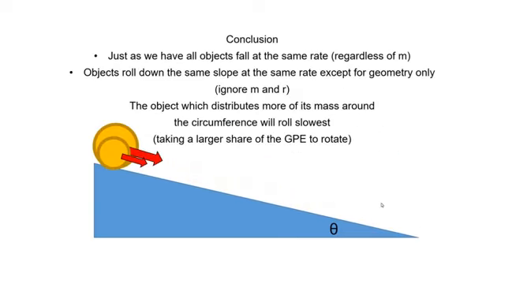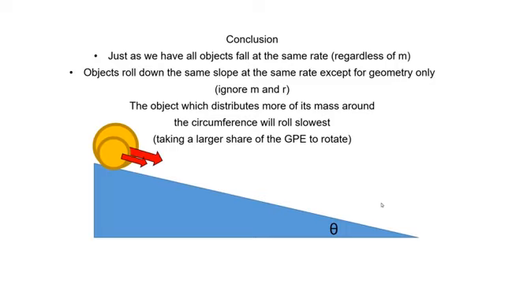Okay, so in conclusion, just as we have known for a long time, good old Galileo, all objects fall at the same rate. It doesn't matter how heavy they are. We've got a new one. All objects roll down the same slope at the same rate with a proviso. And that proviso is the geometry has to be the same for them to take the same amount of time. Or rather, the way that the mass is distributed around the object is the only thing that affects how fast it rolls.